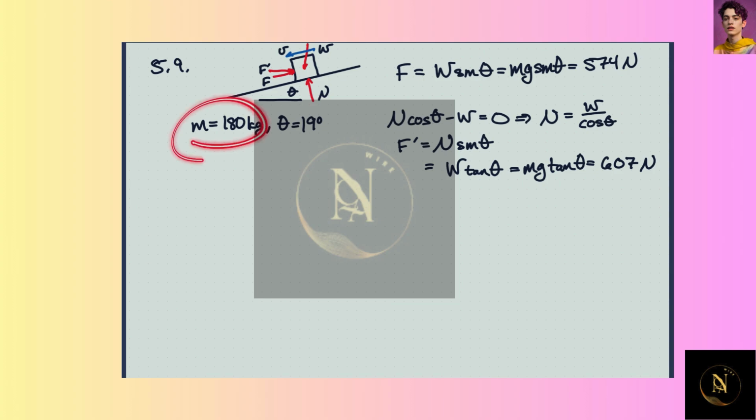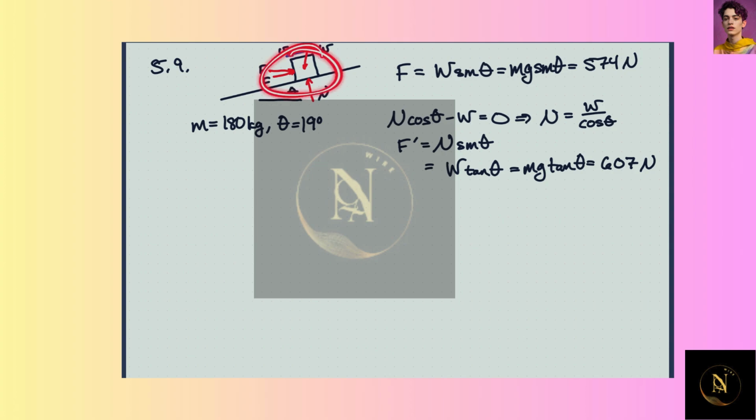So the piano weighs 180 kilograms. The ramp is at an angle of 19 degrees with the horizontal. And so they ask us what the force is that the man must apply if he applies it parallel to the ramp, or parallel to the ground. So we have F and F prime.